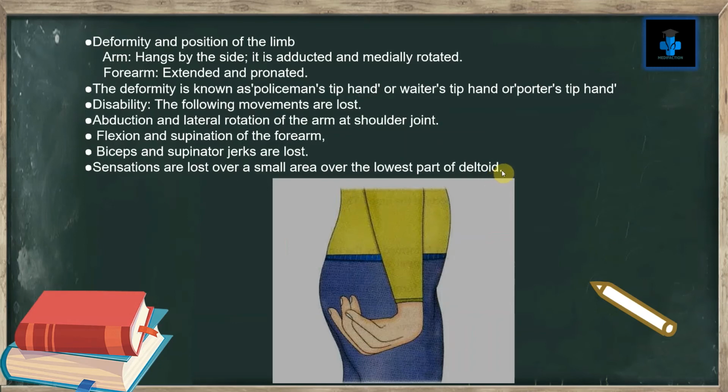Deformity and position of the limb. Talking about the arm, it hangs by the side, it is adducted and medially rotated. And the forearm is extended and pronated. The deformity is known as policeman's tip hand or waiter's tip hand or even porter's tip hand.